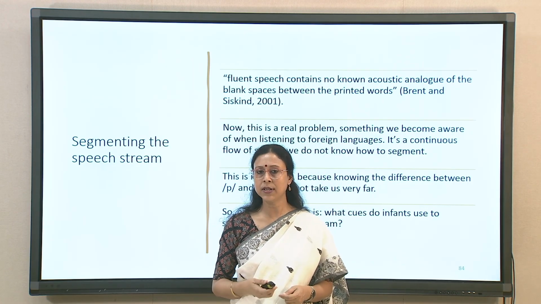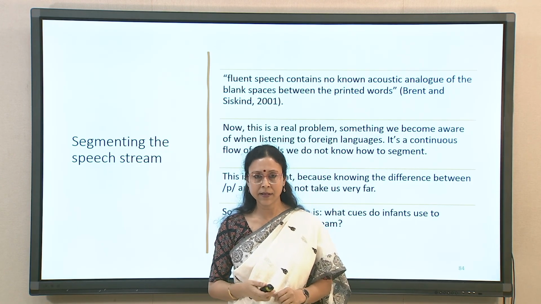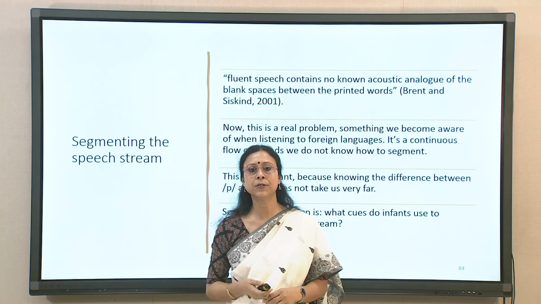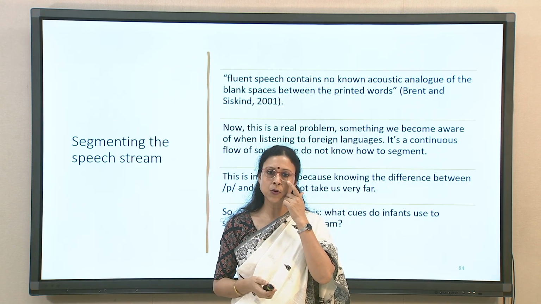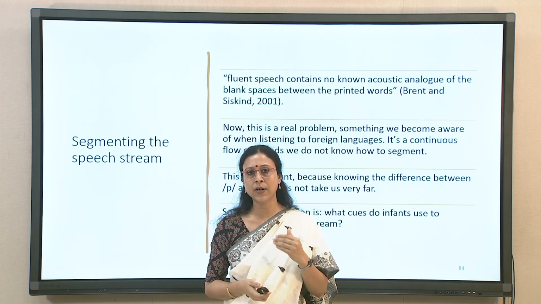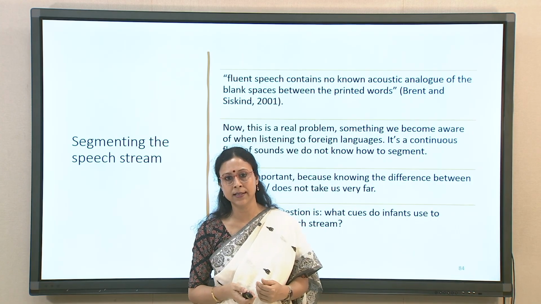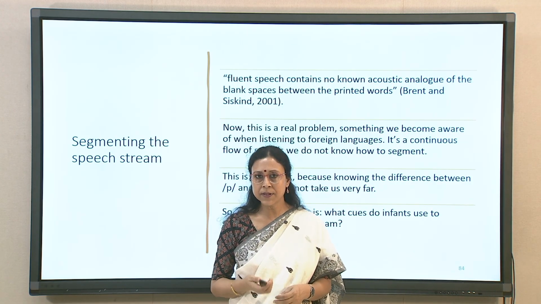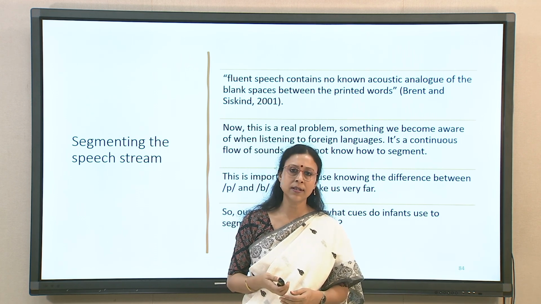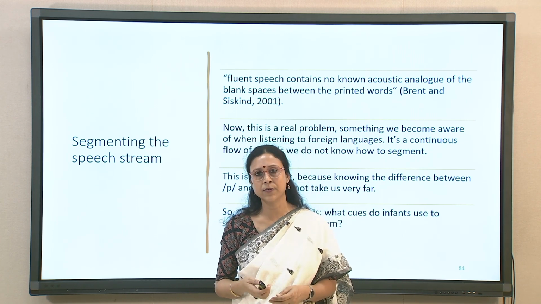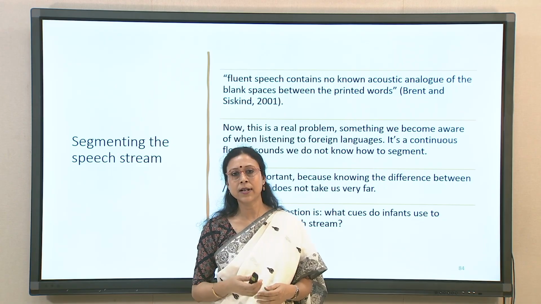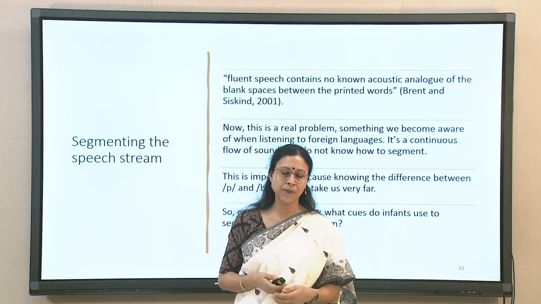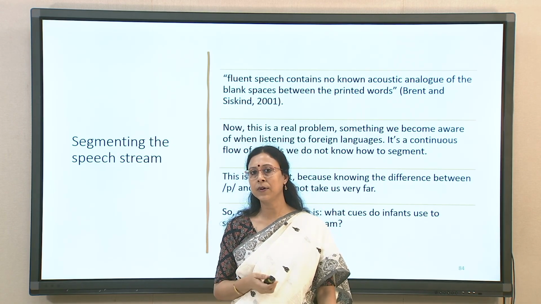And this actually is a problem, and that is why I gave you the example of the foreign language. You need to know where one word ends and where the other word begins. This is important because just knowing the difference between speech sounds is not the same as knowing the difference between words, and that is what ultimately the infant needs to do. Knowing only the sound differences will not really work.